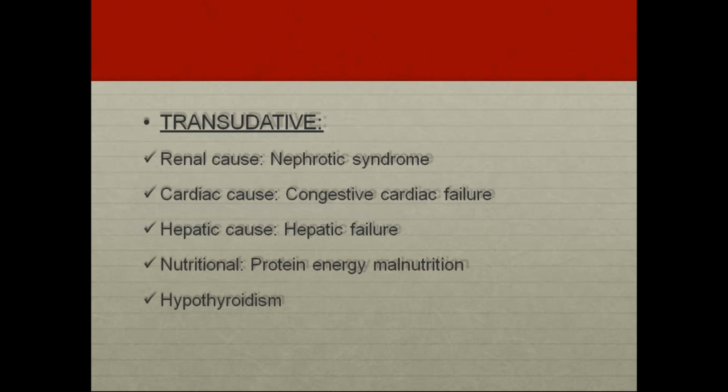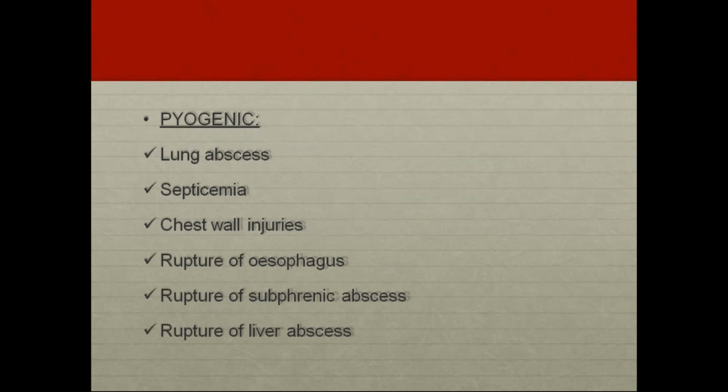Transudate, renal cause. As I already said, nephrotic syndrome, cardiac cause, congestive cardiac failure. Congestive cardiac failure is a very important cause of transudate pleural effusion. Hepatic cause, hepatic failure, nutritional protein energy malnutrition, and hypothyroidism. But congestive cardiac failure is an important cause of transudate pleural effusion, you must say that. And pyogenic causes: lung abscess, septicemia, rupture of esophagus. These all can cause exudative pleural effusion. These are all other causes of exudative pleural effusion actually.